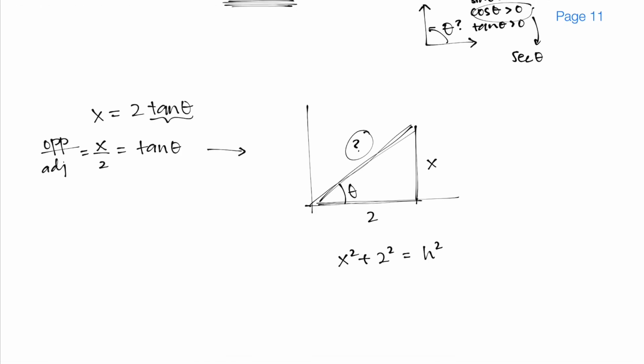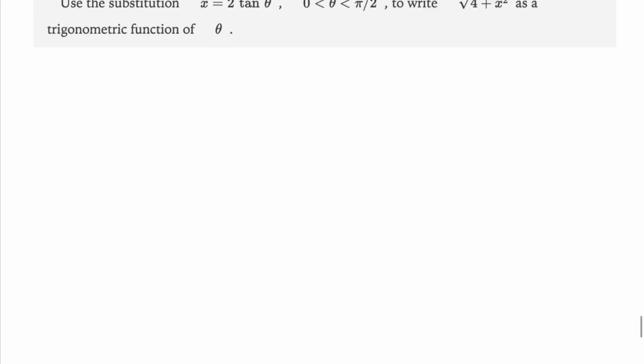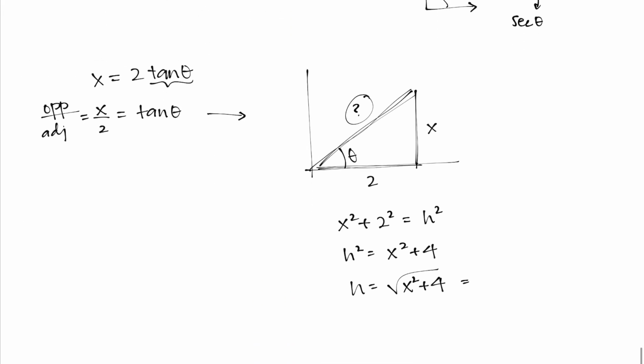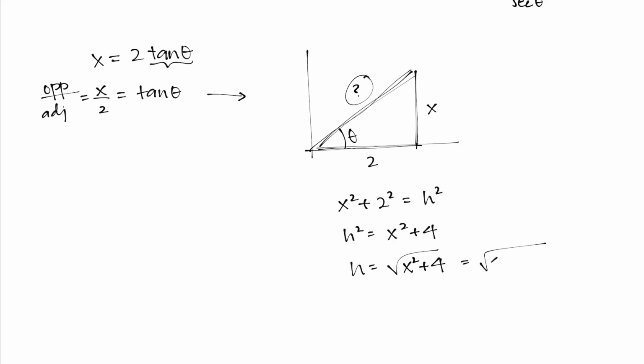So we're going to solve for h, and h squared is going to be equal to x squared plus 4, which means h is equal to the square root of x squared plus 4. If we look back at the original problem, that was exactly what we were told to evaluate and bring in some theta to figure out a new expression for it. So going back to the triangle here, the value of the hypotenuse is the square root of 4 plus x squared.